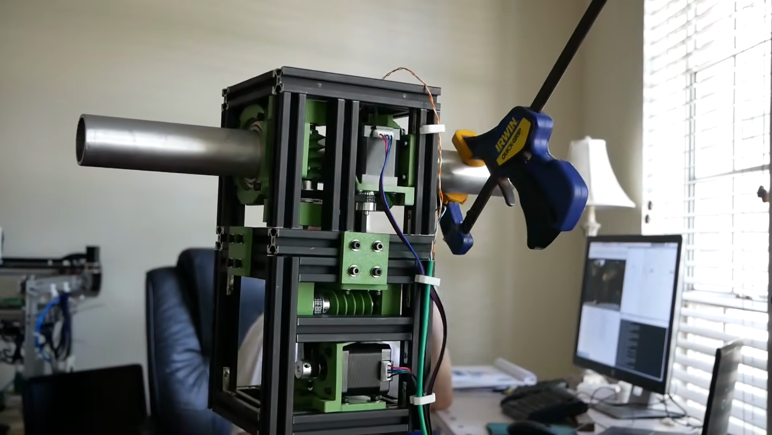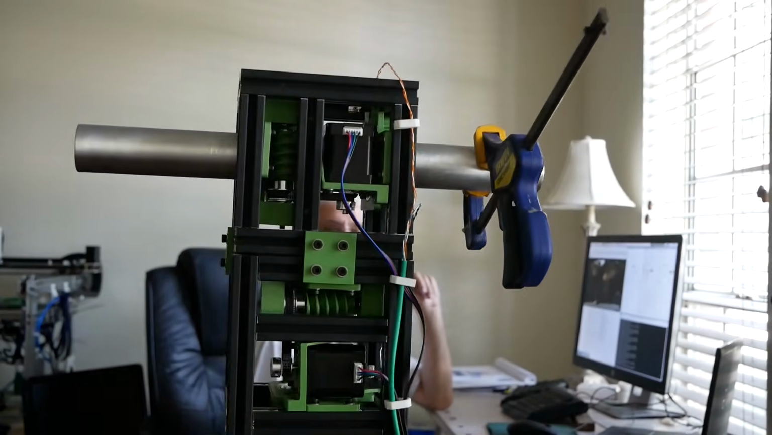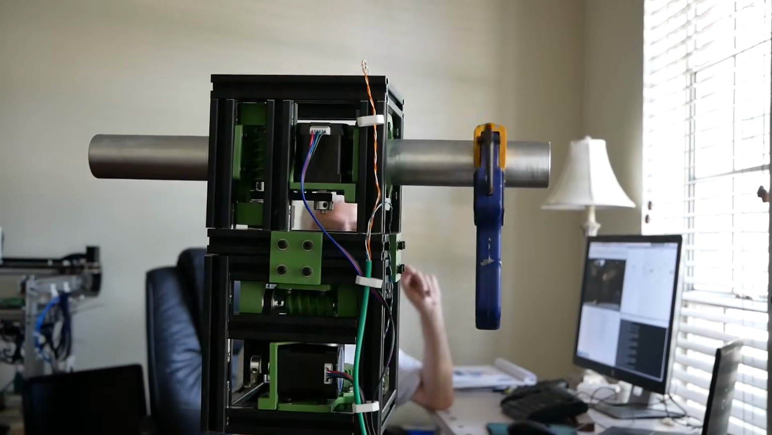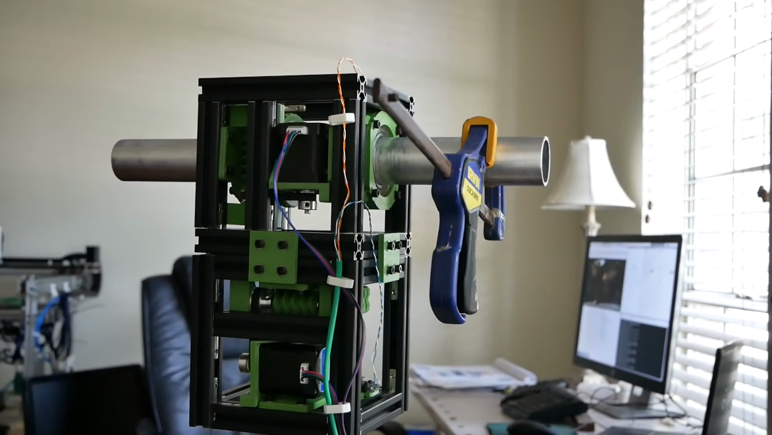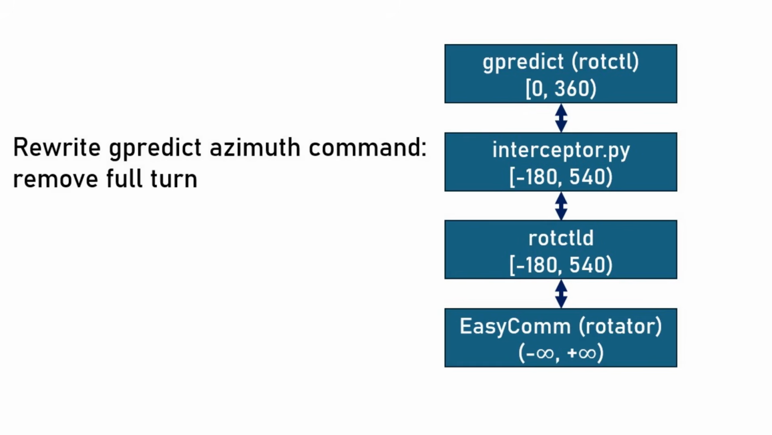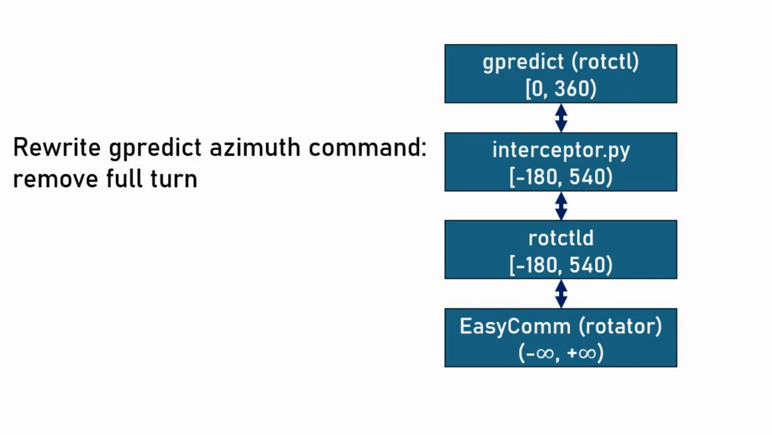Gpredict's solution is to flip the antenna over the top and track the complementary path. I tested that. It works, but I don't want the antenna going over the top. It is hard on the antenna and the wiring. So I built a different solution, a small Python interceptor. It watches Gpredict's commands and decides whether adding or subtracting 360 degrees gives a smaller step.